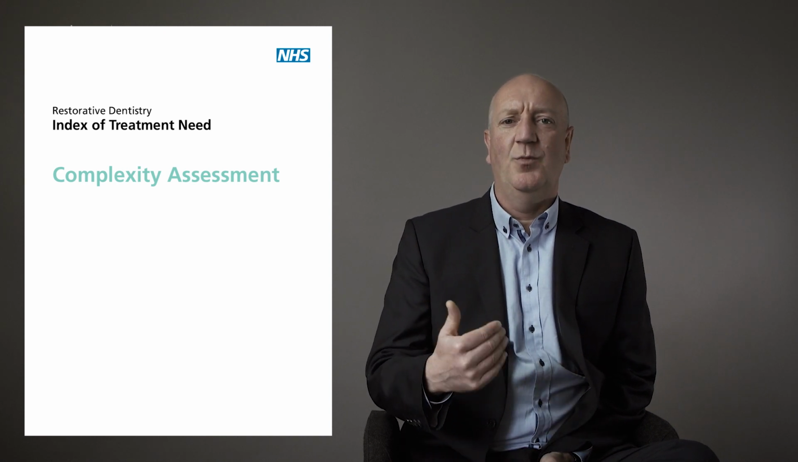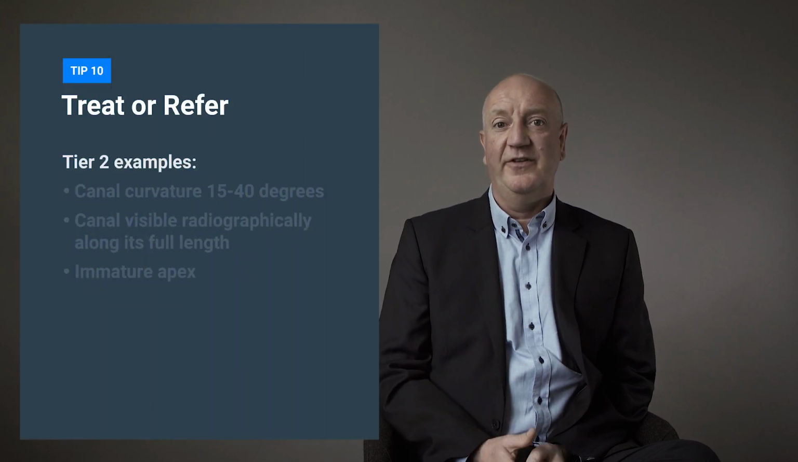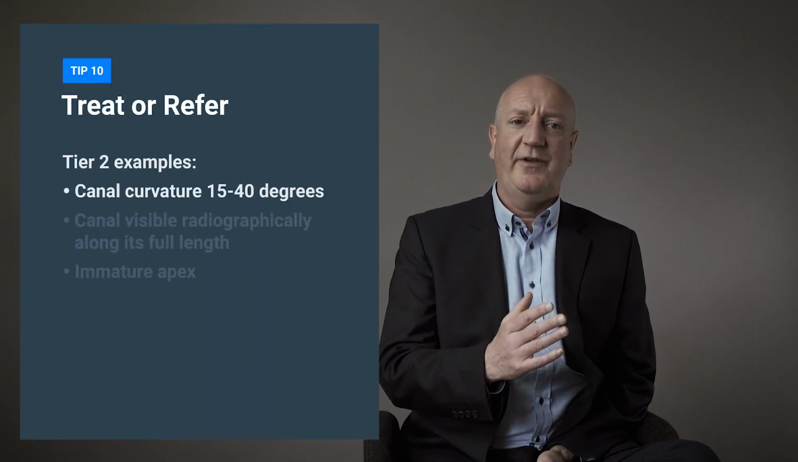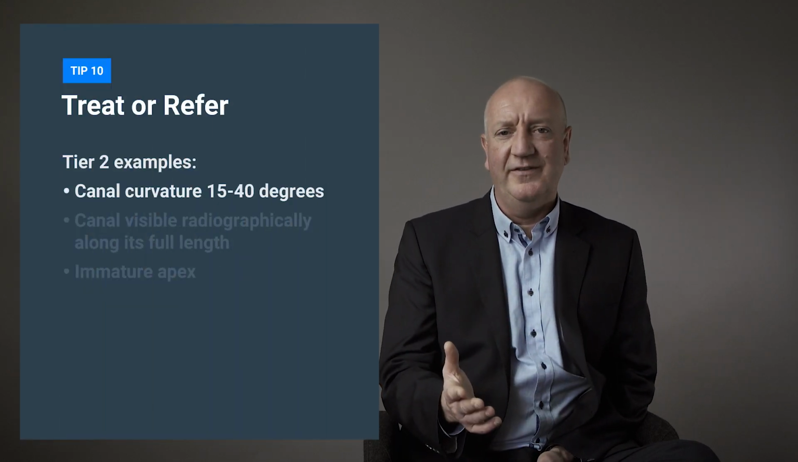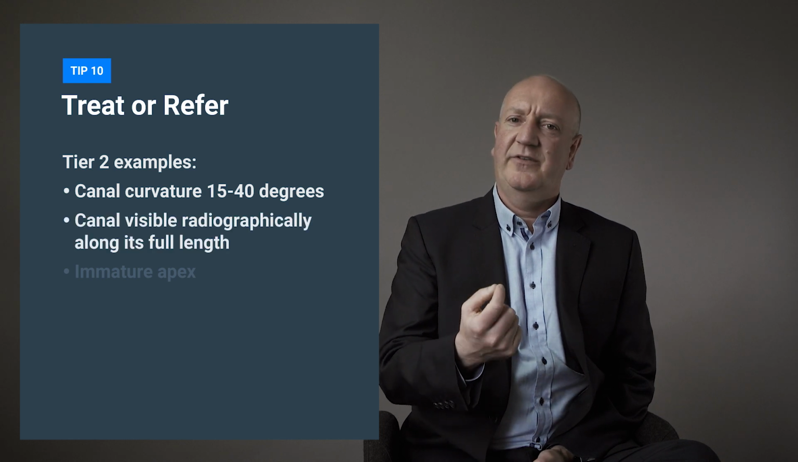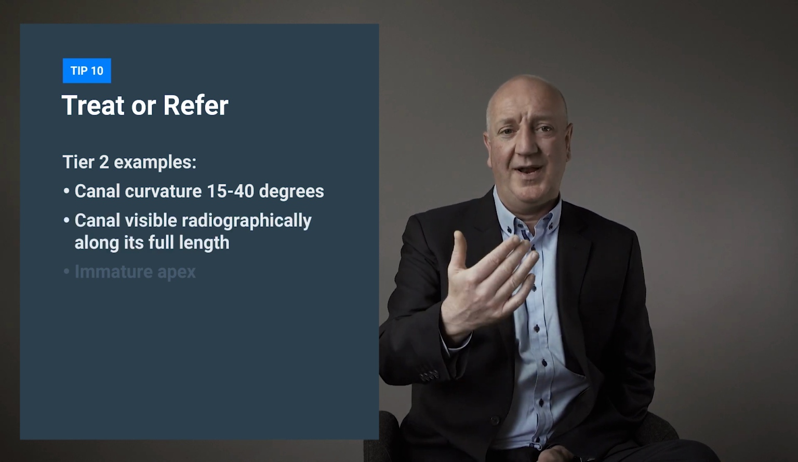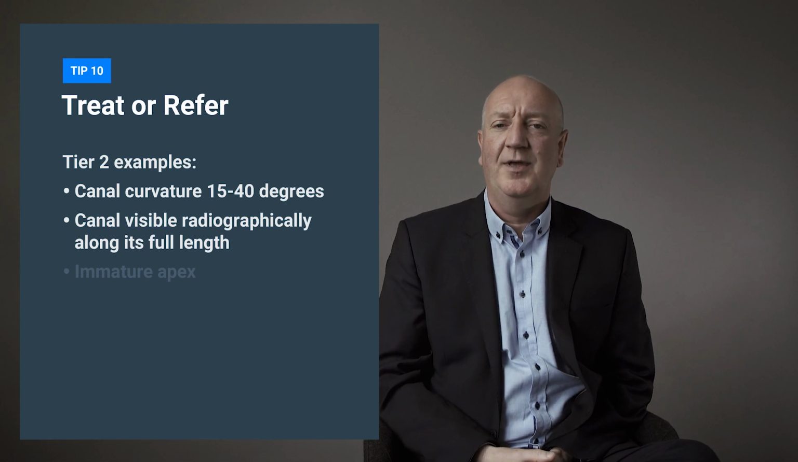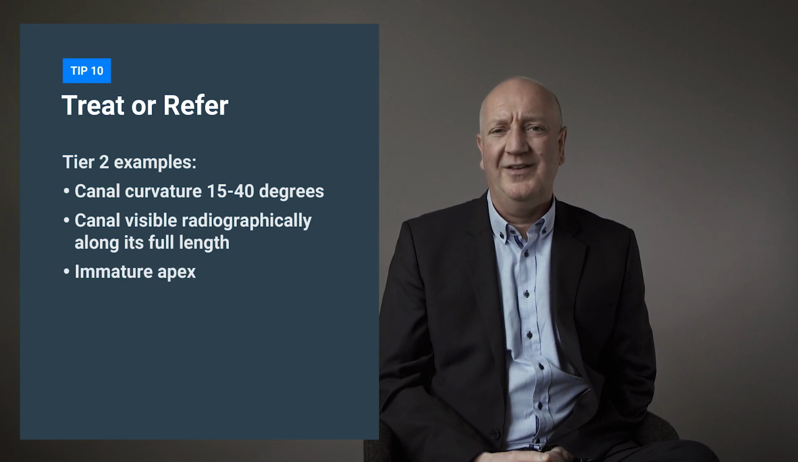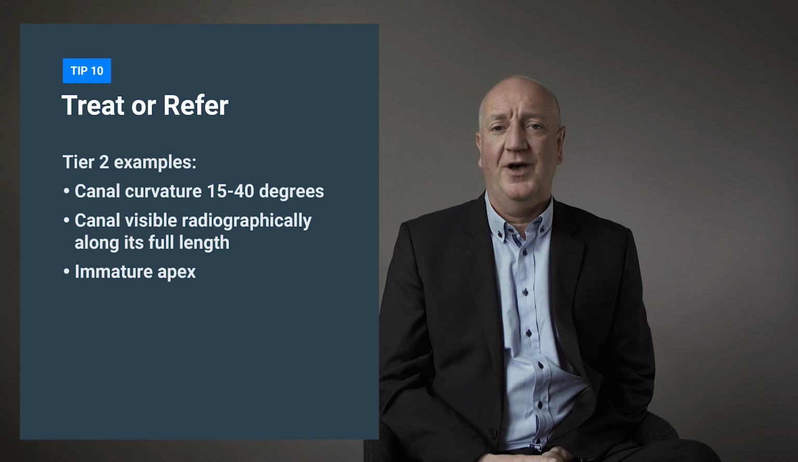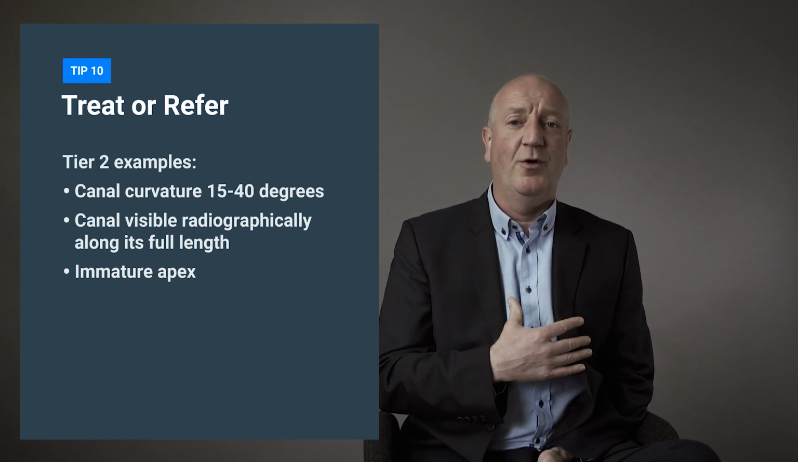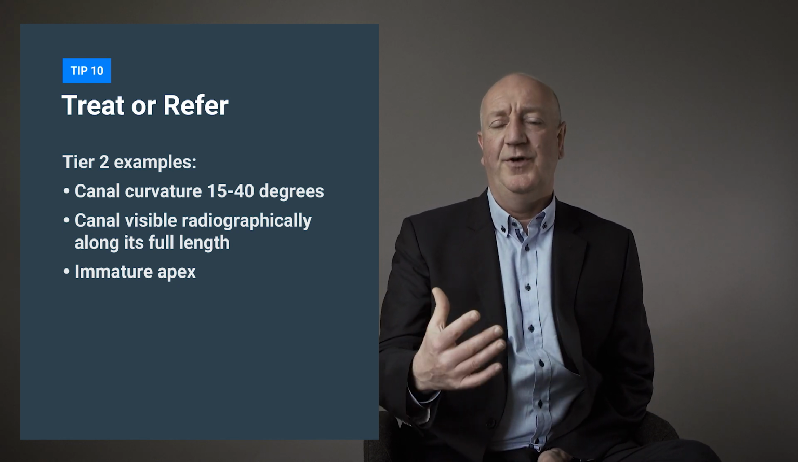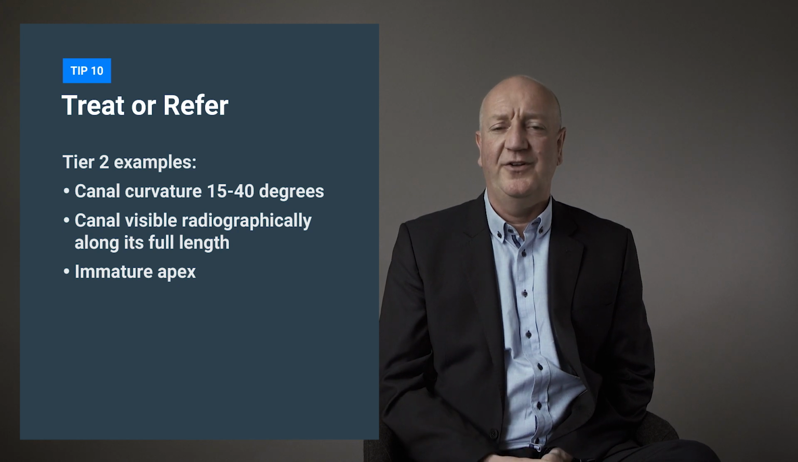And it splits it into Tier 1, Tier 2, and Tier 3. Tier 1 is something that every general practitioner should be able to manage. Tier 2, for instance, would be where the canal is curved, somewhere between 15 and 40 degrees, or where the canal appears sclerosed coronally, but actually is visible along its full length, or where you've got an immature apex. And that's the sort of case that you could justifiably say to the patient, you know what, this is beyond my skills and training. I prefer to refer you on to somebody who has a special interest or a specialist in endodontics.